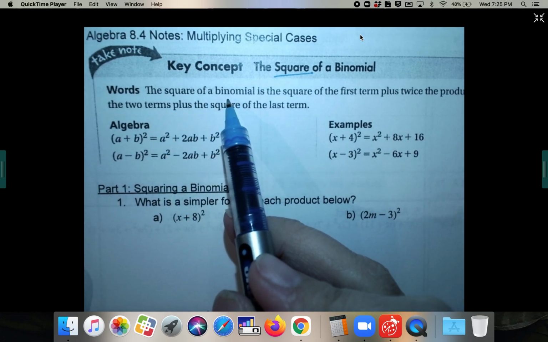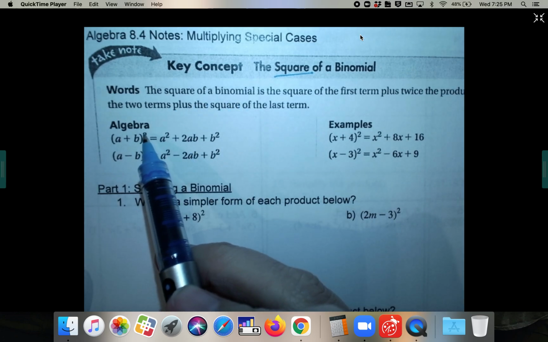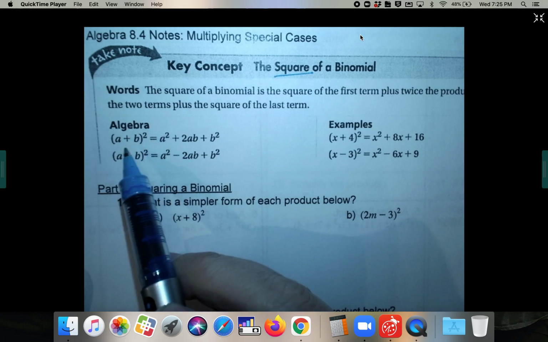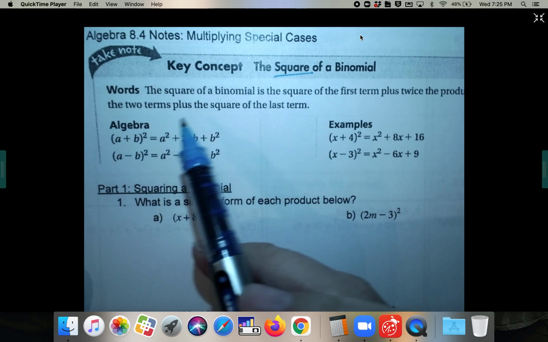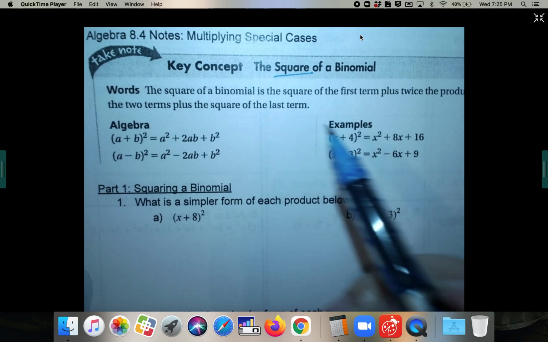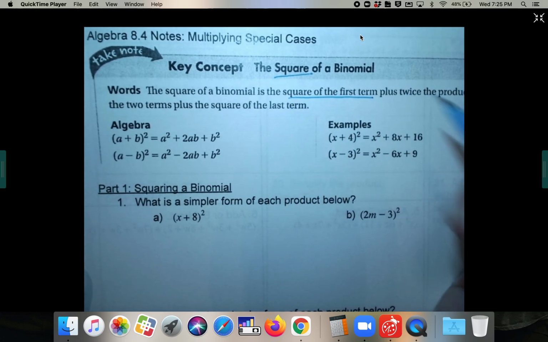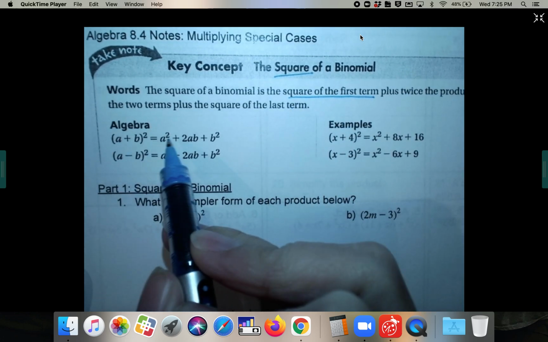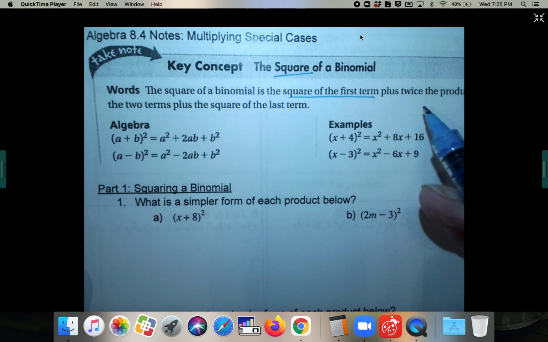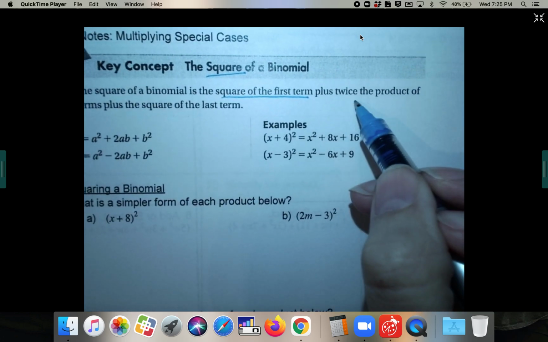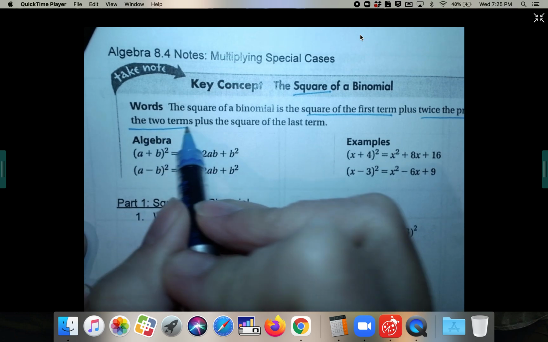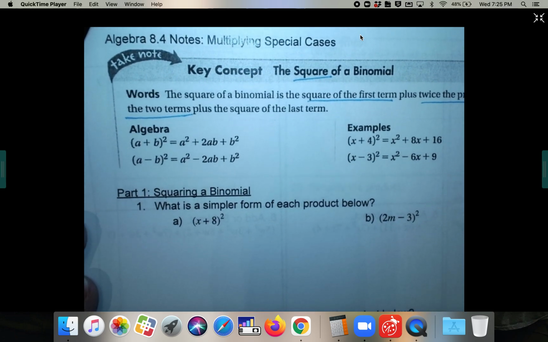The square of a binomial. What they're saying is if you square the whole binomial, so let's say you have a plus b and you square it. The square of a binomial is the square of its first term, so like a squared, plus twice the product of the two terms. Okay, let's talk about what twice the product of the two terms is.